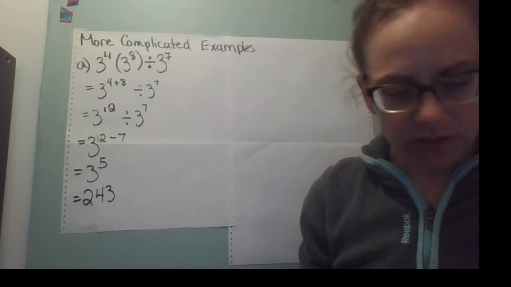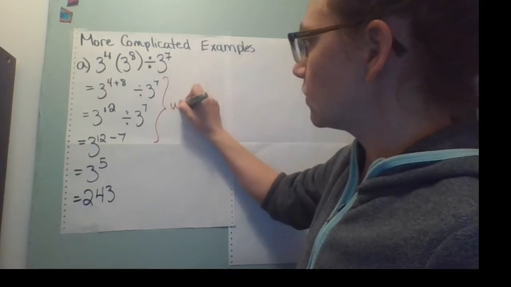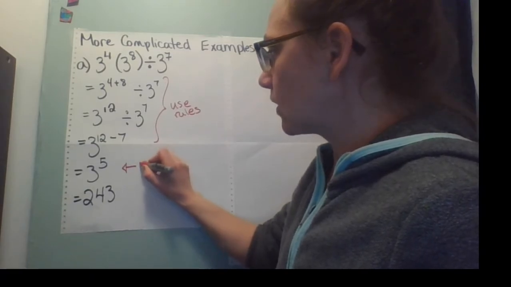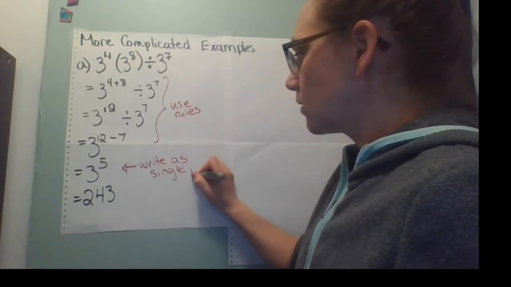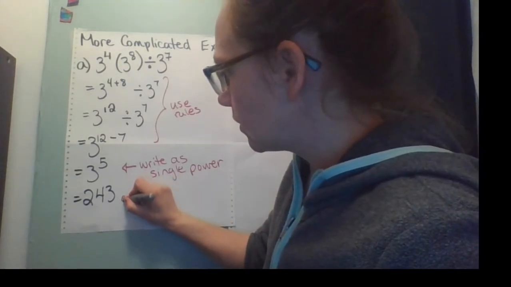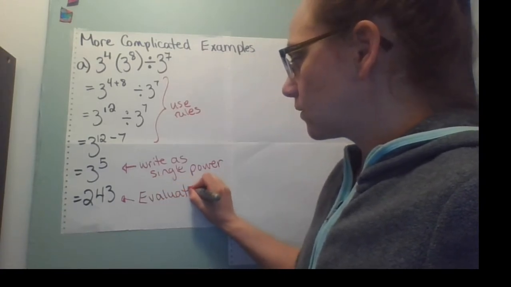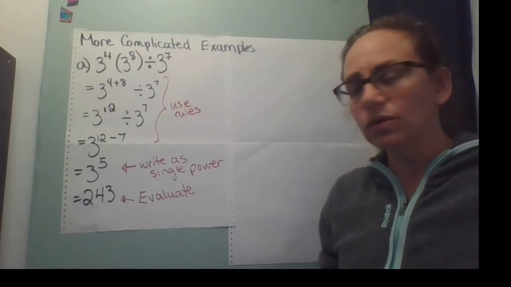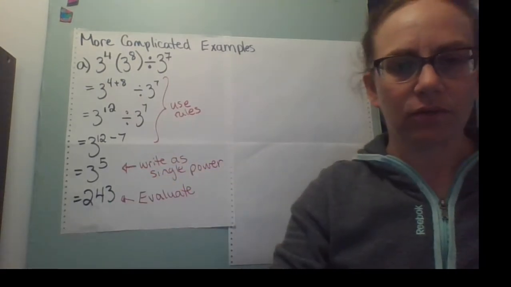Now when I'm doing these questions, I often ask you to show me using the rules. So this would be the part where you are using the rules. This is writing it as a single power. And then the very final step, when you give me an actual number, this is evaluated. Okay. So it depends on what the question asks, depends on what you want to do. I will almost always ask you to use the rules right as a single power, and sometimes I ask you to evaluate. Okay?